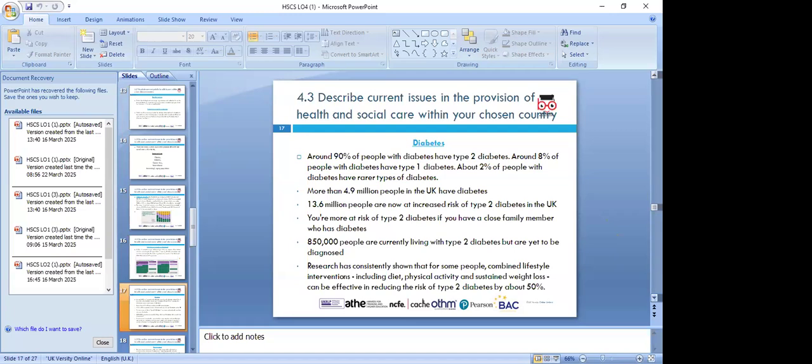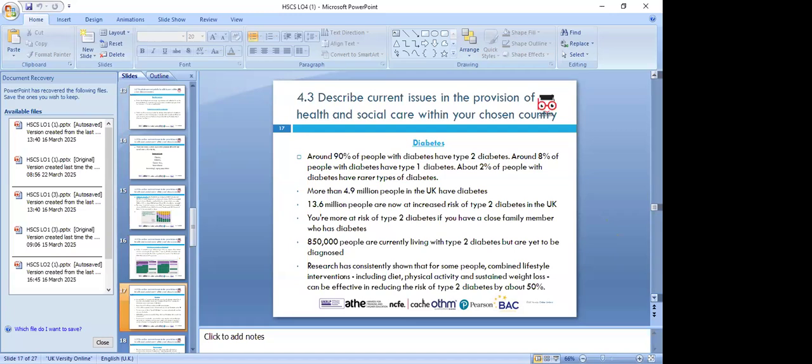You always have to watch the sugar in your body. Okay, it's very, very serious. More than 4.9 million people in the UK have diabetes. Very, very high. 13.6 million people now have an increased risk of type 2 diabetes in the UK. You're most at risk of type 2 diabetes if you have a close family member who has diabetes, of course. That's why the doctors will always ask you, do you have somebody who has diabetes or asthmatic patients in your family?